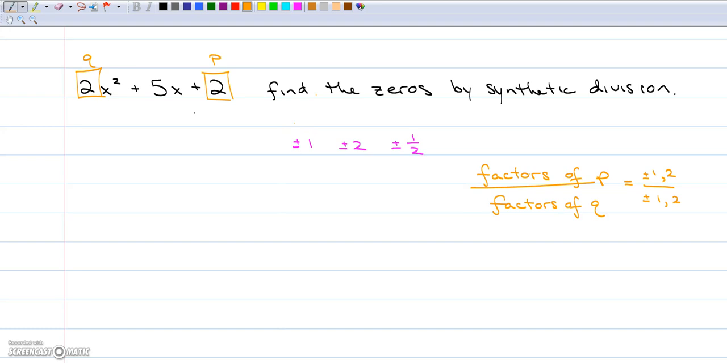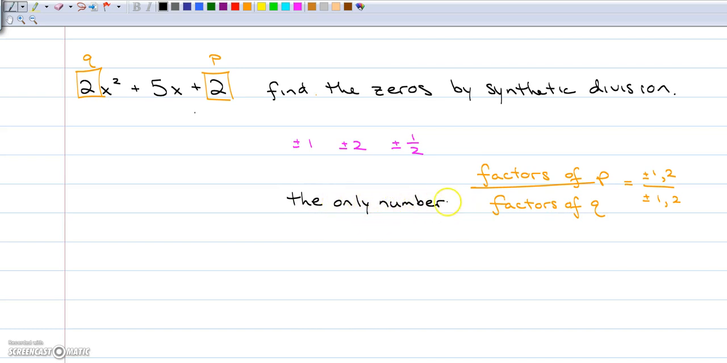It could be 1 over 1. It could be 2 over 1. It could be 1 over 2. It could be 2 over 2. But when I simplify those down, it's actually only those choices that I listed out before. This is called the rational root theorem. It basically says the only numbers worth choosing come from this relationship.